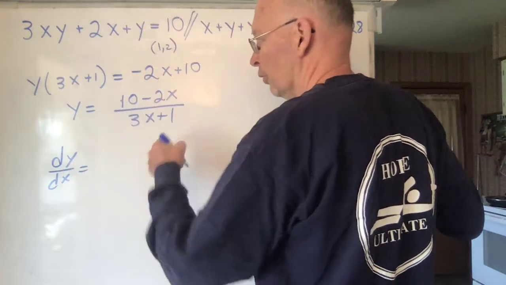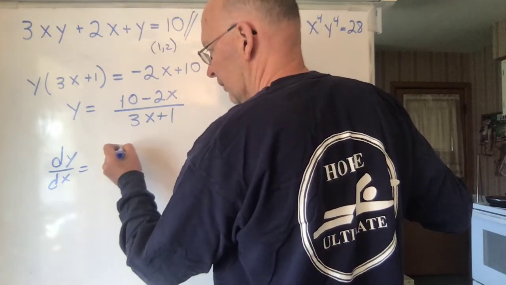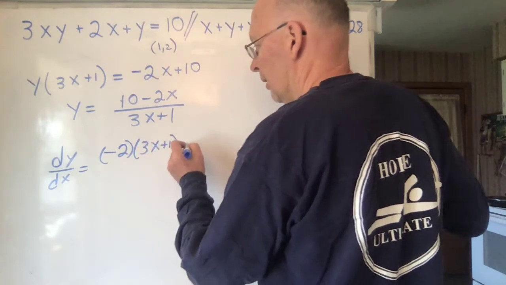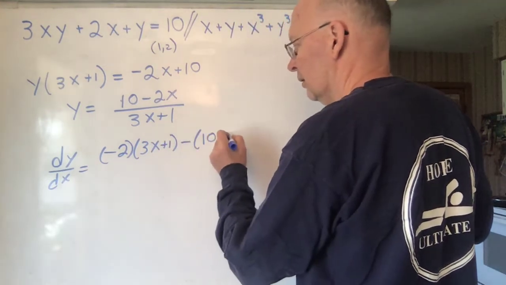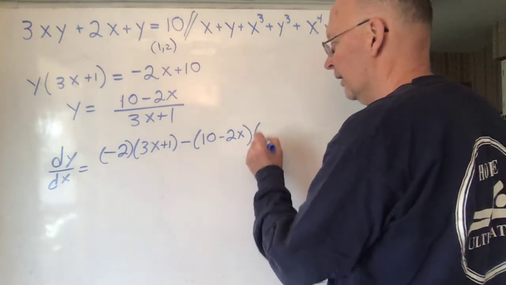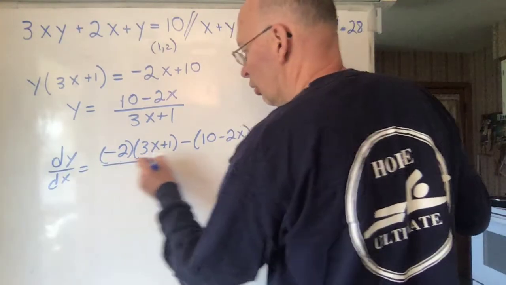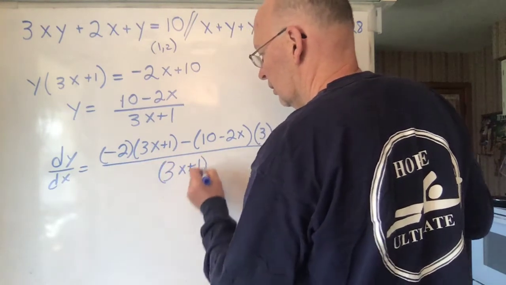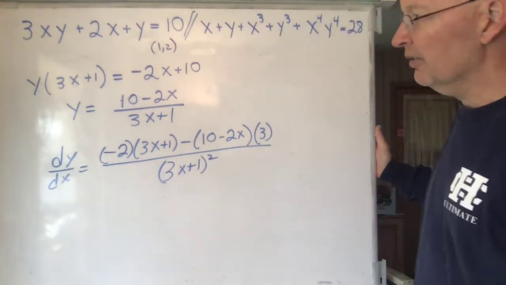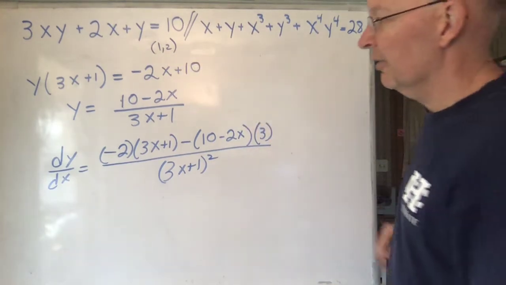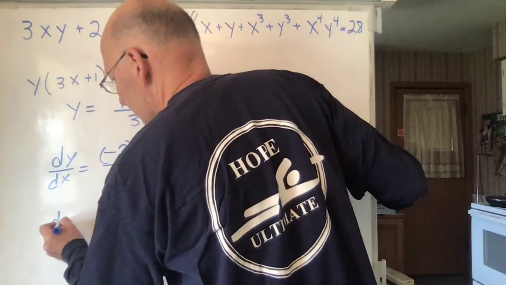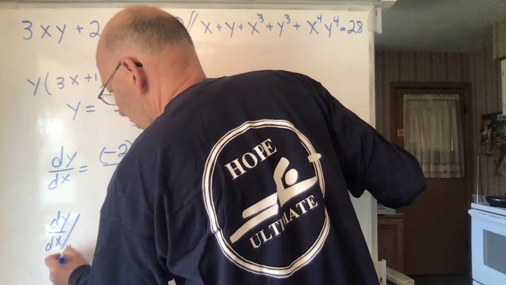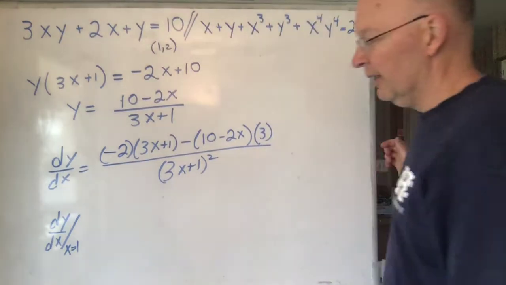And recall the quotient rule says you take the derivative of the top times the bottom, minus the top times the derivative of the bottom, all over the bottom squared. Okay, there it is, and we want the derivative when x is equal to 1. You can write it like that.